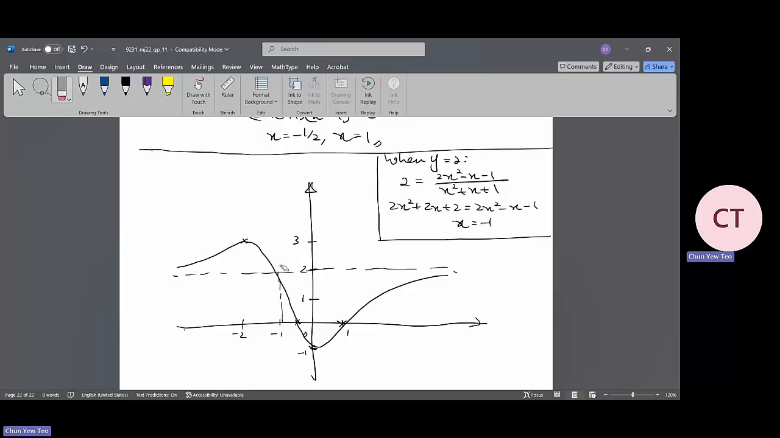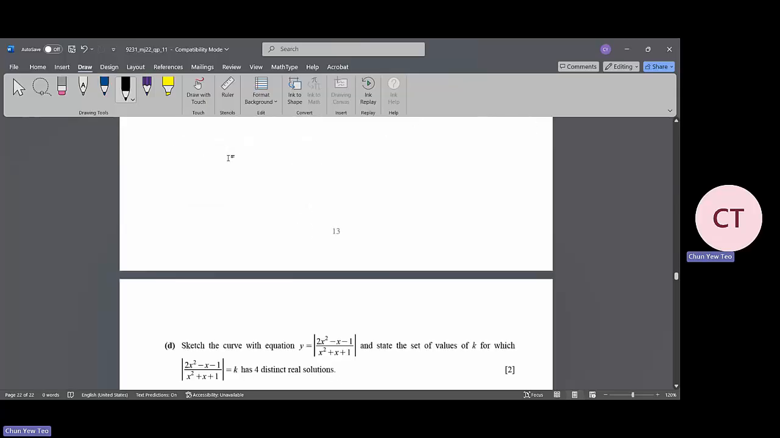Okay, so to show this, this is your graph. Y, x, and this is the graph of y equal to 2x squared minus x minus 1 over x squared plus x plus 1. So this will be the answer for part C. Now we go for part D.